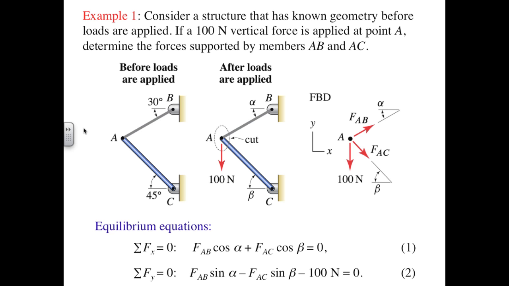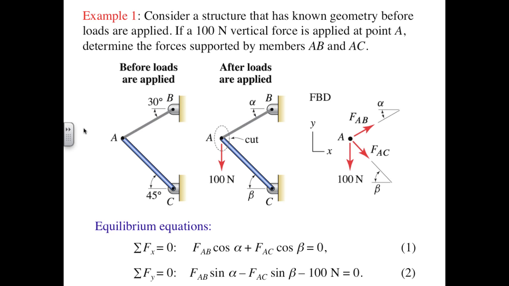So the question we want to ask is, how much difference is there between alpha and 30 degrees and beta and 45 degrees with the kinds of structures that we're likely to look at, made out of the kind of materials that we're likely to use? Without making a distinction between the geometry before and after loads are applied, we found previously, employing particle equilibrium at A, that member AC carries a compressive load of about 90 newtons.